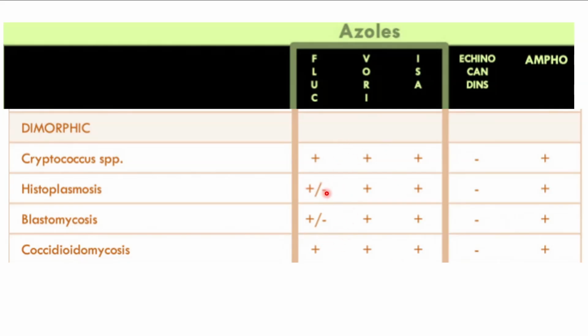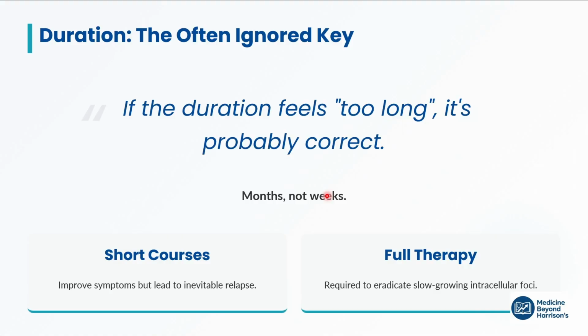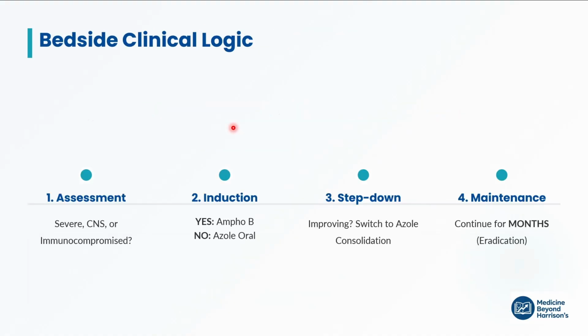With fluconazole, you have to know the sensitivity of this drug. Duration is what is often ignored. If the duration feels too long, it's probably correct, because it's months. You have to treat dimorphic fungal organisms for months and not just weeks. Short courses improve symptoms but lead to inevitable relapses. So always give long-term therapy. Full therapy is often necessary to eradicate the slow-growing intracellular foci of these fungi. So always go for months of treatment as recommended.